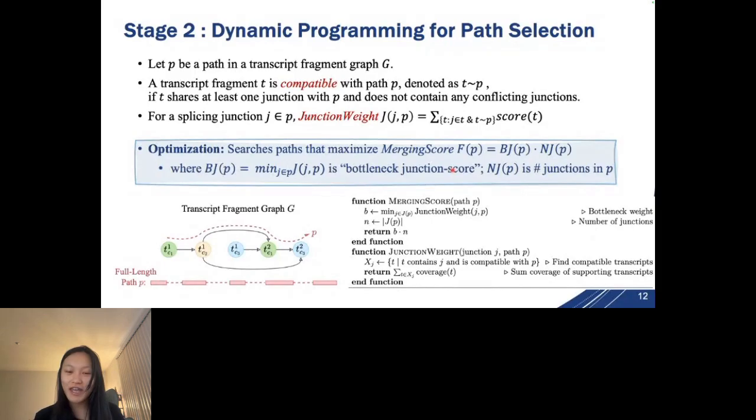So why do we have this kind of formulation? Because intuitively, this helps us find paths that are not only long, but also consistently well supported across the entire length, avoiding weak connections. This dynamic programming step gives us a set of high-quality candidate transcripts. But now we need to perform the crucial step of assigning them back to the correct cells.